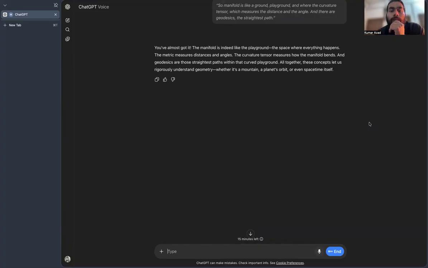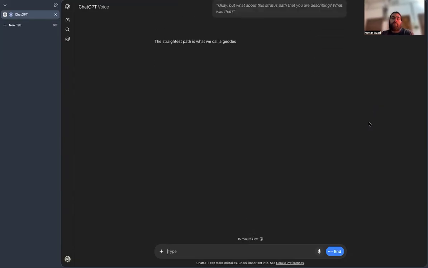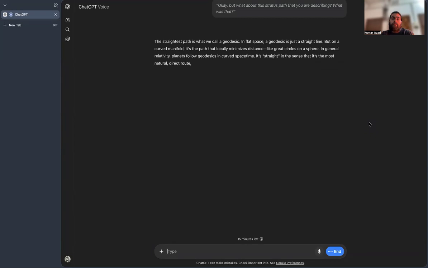Okay, but what about this straightest path that you are describing? What was that? The straightest path is what we call a geodesic. In flat space, a geodesic is just a straight line, but on a curved manifold, it's the path that locally minimizes distance, like great circles on a sphere. In general relativity, planets follow geodesics in curved spacetime. It's straight in the sense that it's the most natural, direct route, even if the space itself is curved.